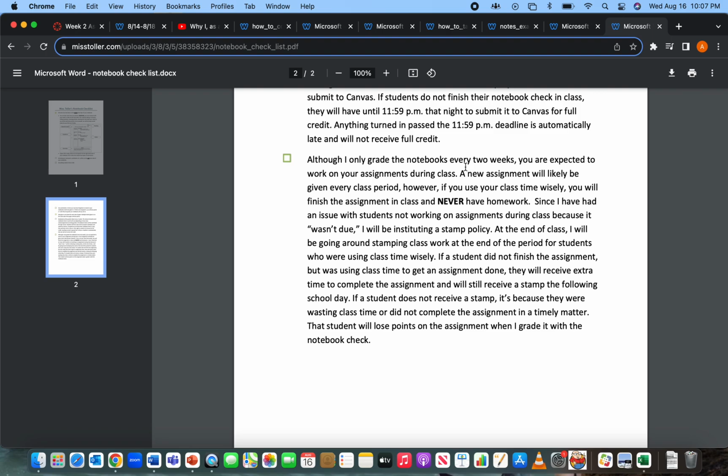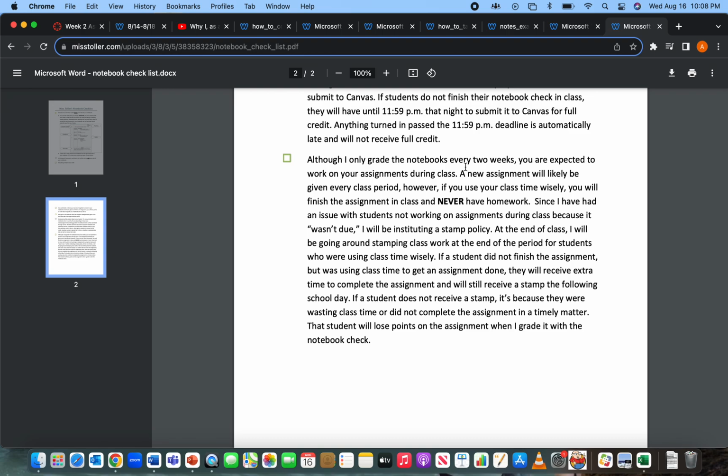A new assignment will likely be given every class period. However, if you use your class time wisely, you will finish the assignment in class and never have homework. Since I've had an issue with students not working on assignments during class because it quote-unquote wasn't due, I will be instituting a stamp policy.